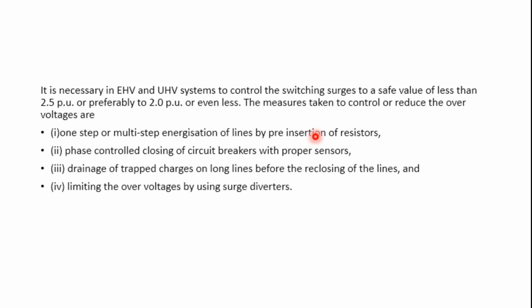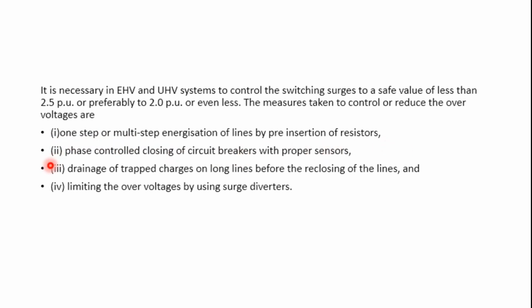Then we have drainage of the trapped charge on long lines before reclosing of the lines. This is one of the greatest ways of doing this, because many linemen lose their lives because of the energy which is stored in the transformers and the long transmission line. It affects not only the person who is going to operate, but also the system, because of the superimposed oscillations. That's why we drain the trapped charge, then we close the lines.